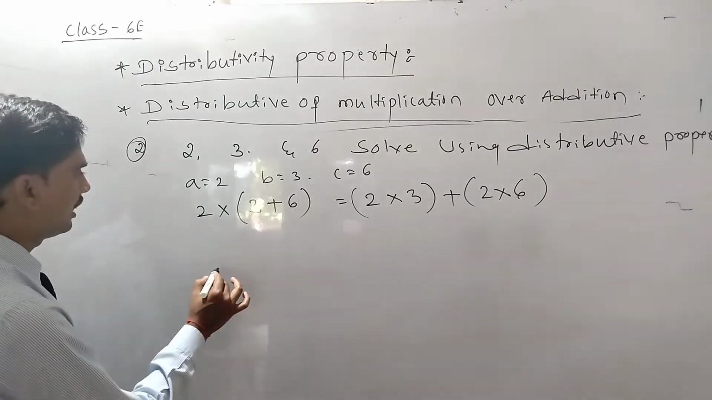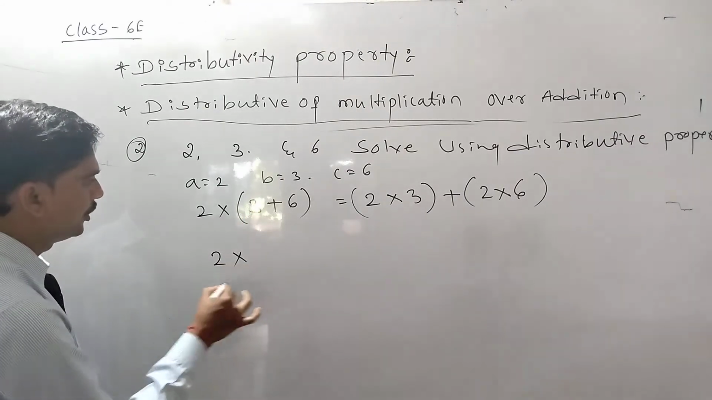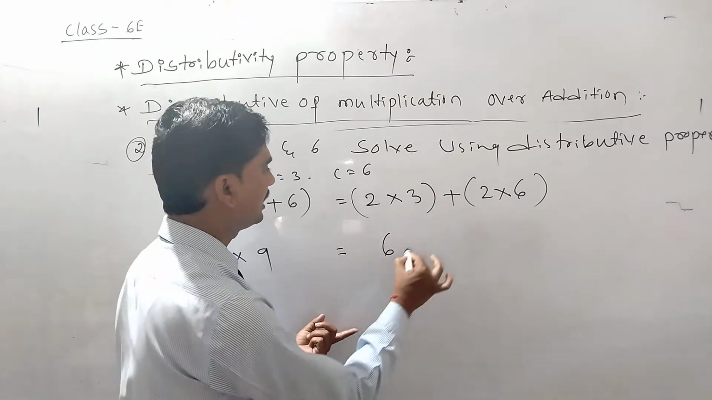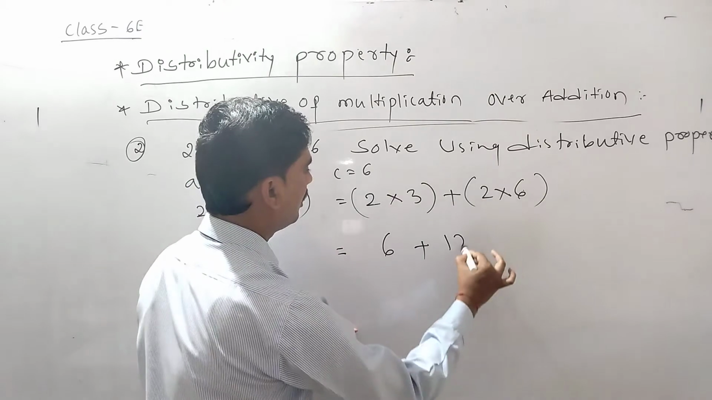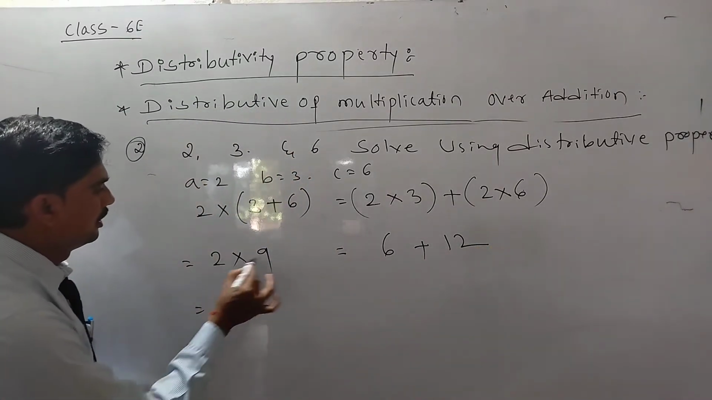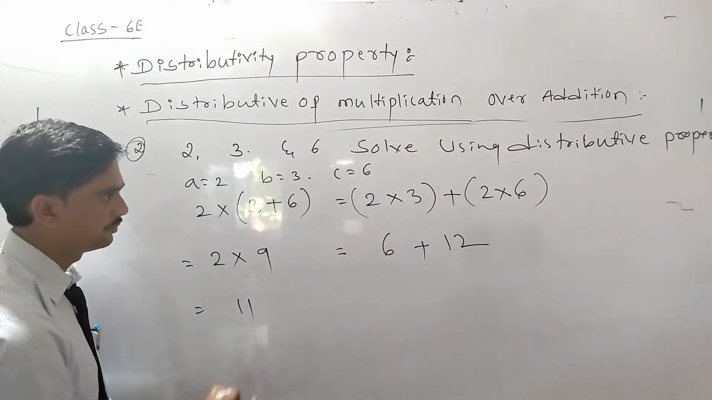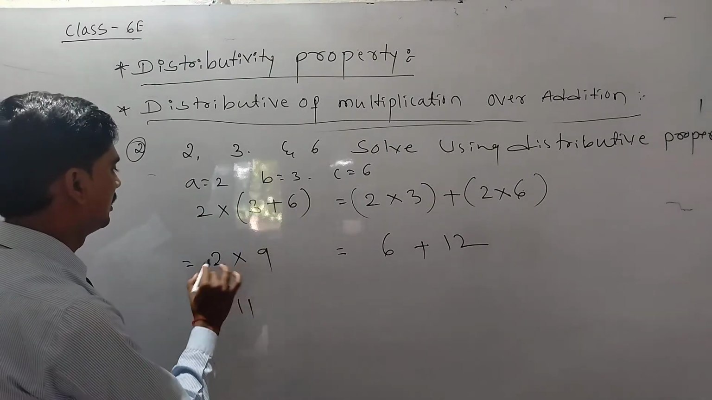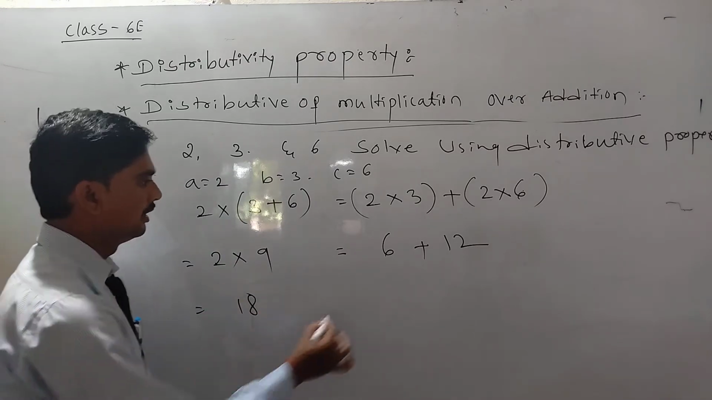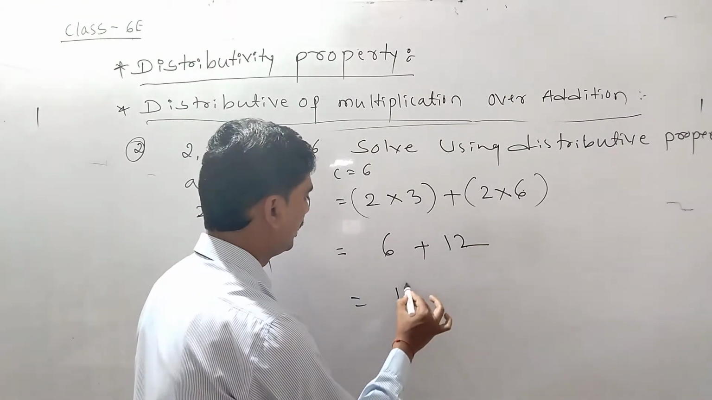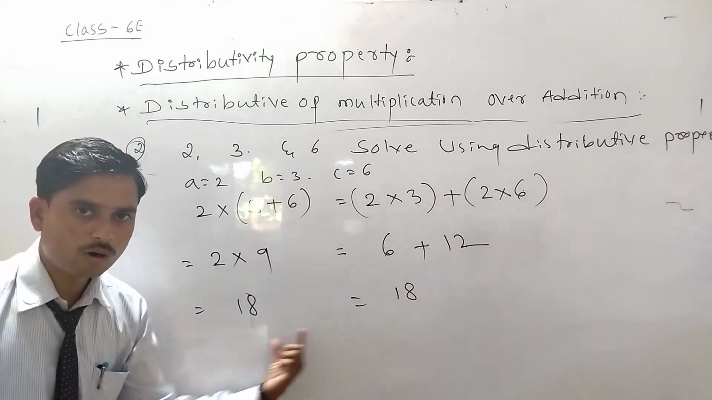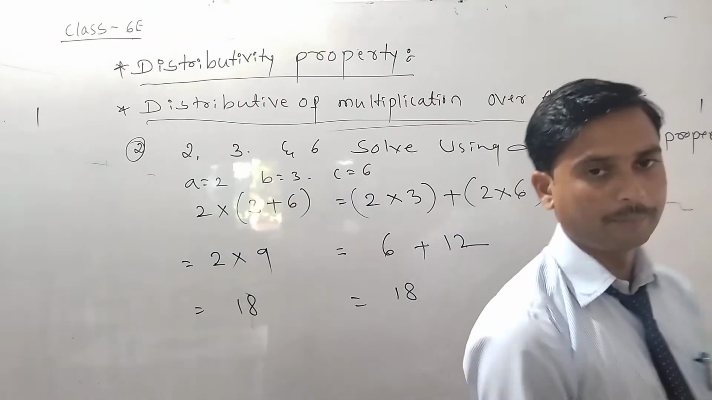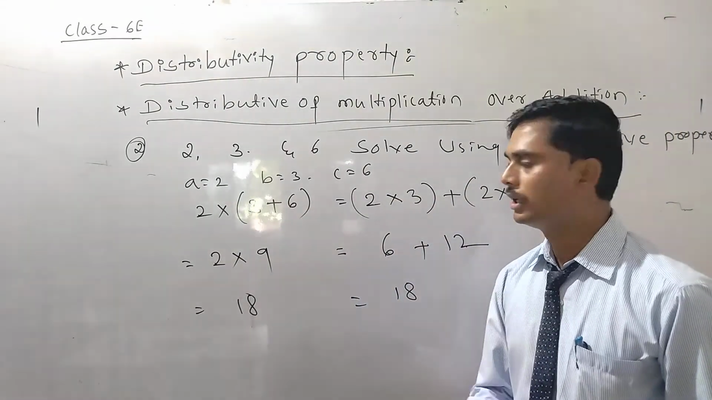Then 2 as it is into 3 plus 6, that is 9. Then 2 3s are 6 plus 6 2s are 12. Then 9 2s are 18, and 6 plus 12 is also 18. Now this is called the distributive property. Both side answers are the same. This is the solving method of the distributive property.